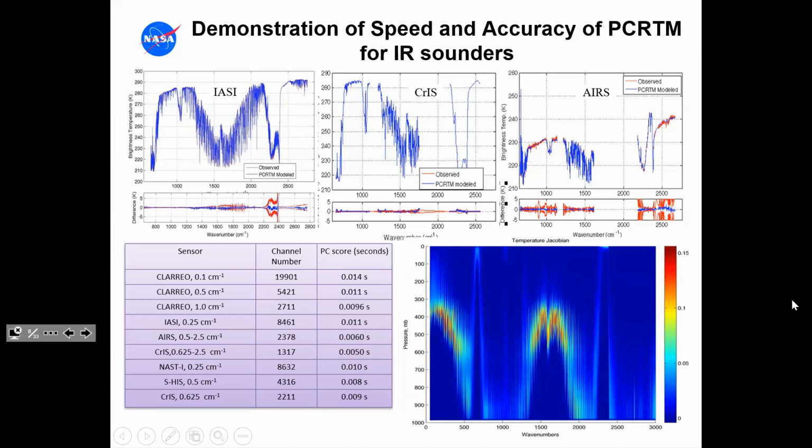This is AIRS. That's the one on top of our Aqua satellite. It has been there for 20 years already. So it's trying to deorbit. The satellite is reaching its lifetime, so it's starting to drift in orbit. The instrument is still working.